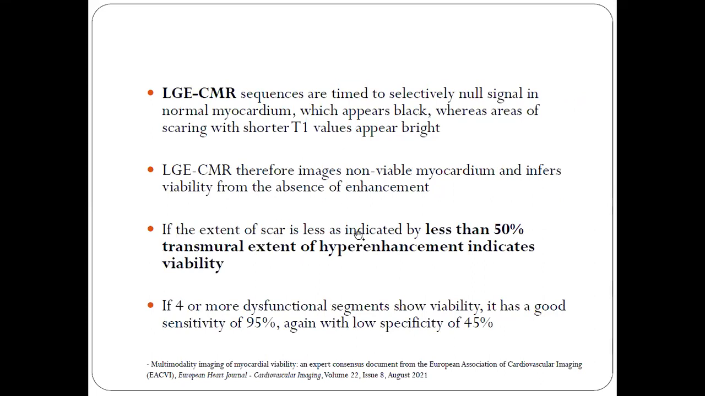If the extent of scar is less, as indicated by less than 50% transmural extent of hyperenhancement, that indicates viability. If it is less than 50% transmural extent, that means this tissue is viable and you can do some intervention there. If 4 or more dysfunctional segments show viability, it has a good sensitivity with low specificity.